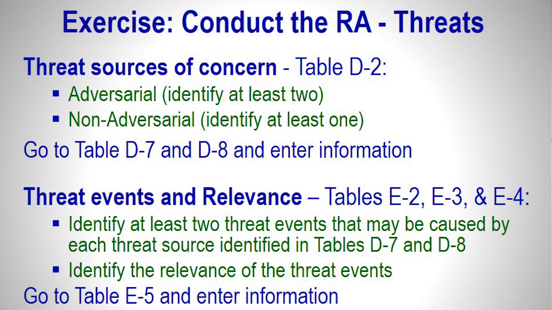So we entered in tables D7 and D8 what those threat sources were: insiders, partners, nation states, whatever the threat sources were. We feel we know what those are now. Now we're going to decide what threat events those threat sources could cause. So again, we're not just randomly picking threat events from the threat event table. We're trying to determine what threat events those threat sources could cause us.